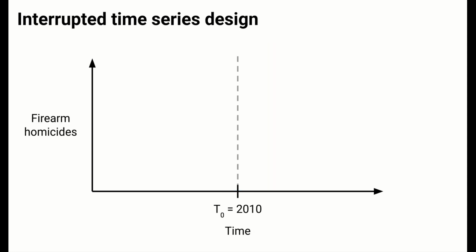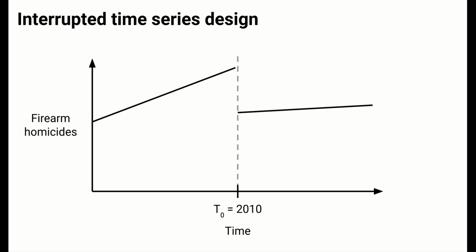Related to the regression discontinuity design is the interrupted time series design. Here, there's an intervention that occurs at a certain point in time. For example, this could be a law regarding firearms that was put into effect in Minnesota in a certain year. The effect of the law on, say, rate of firearm homicides would be the main scientific interest.